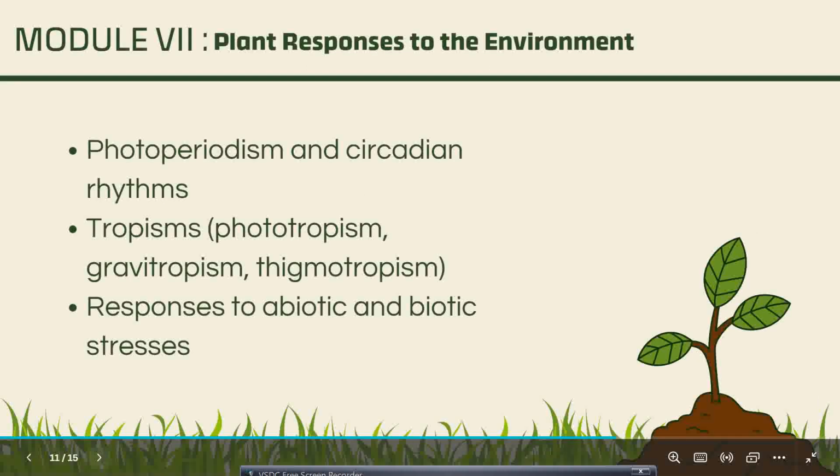Now module 7, it will be plant responses to the environment, that we already discussed in the overview in our objective. We will be able to correlate how these environmental factors are affecting plant physiology and anatomy. So we will be doing photoperiodism and circadian rhythms, tropisms, phototropism, gravitropism and thigmotropism. Responses to abiotic and biotic stresses. Don't worry, I already told you, these are not tough terms. We will be discussing these terms in detail in the coming classes.